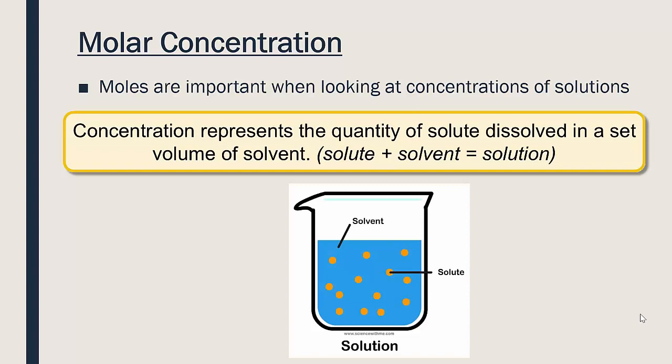So solute plus solvent equals a solution. Solute are the little particles, and then we dissolve them in a solvent, and it all gets mixed together to make the solution. The more little particles of solute you have, the more concentrated it is in a given volume. The less solute, the less concentrated. If you've got more little particles, you've got more moles, or a higher number of atoms. So a more concentrated solution will have more moles in it.